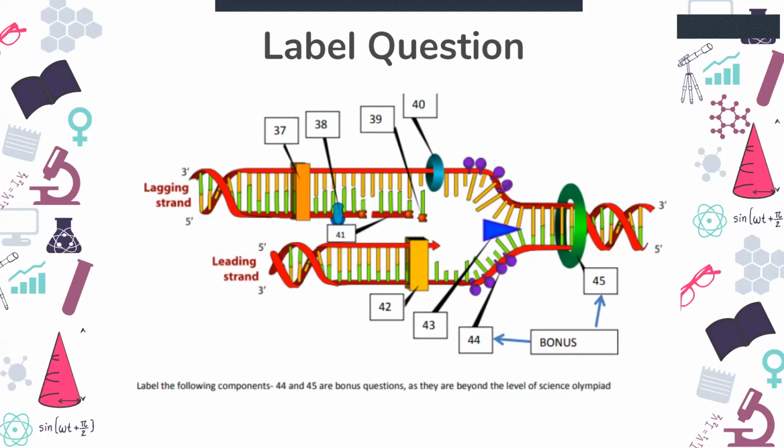For Anatomy, they usually appear at the beginning of the test. In Designer Genes, it's usually scattered. I've never seen it at the beginning, at least I don't think I have. But basically, they give you a diagram of something for Designer Genes, like DNA or a protein, and then they'll ask you to label it, just like you see here, numbers 37 to 45, you have to label them.